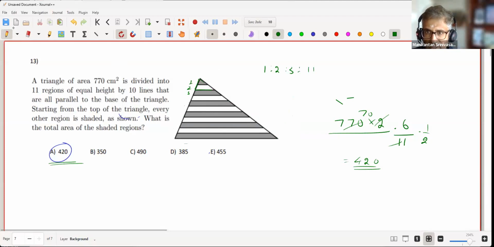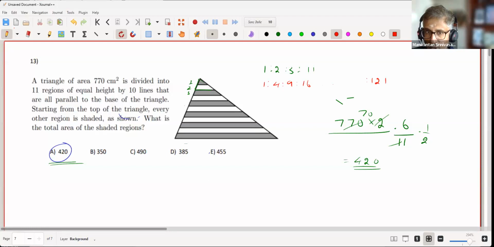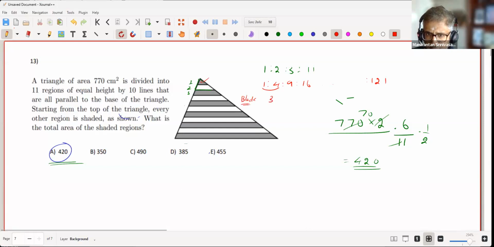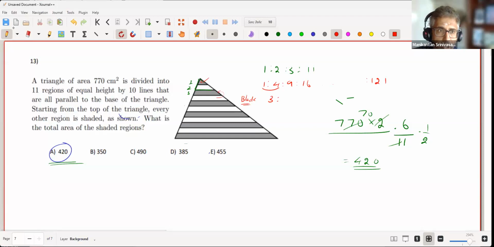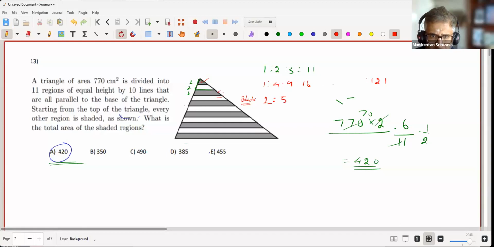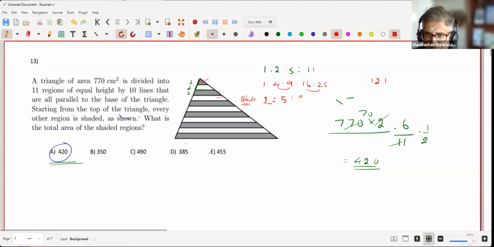Therefore, the areas of these triangles will be 1:4:9:16 all the way till 121. Again, in ratio, right? Now, what is the first black triangle's area? It's 4 minus 1, which is 3. Sorry, that's the white area. So the first black area is 1. The second black area is the difference between 9 and 4, which is 5. And the third black area is the difference between 25 and 16, which is 9, correct?